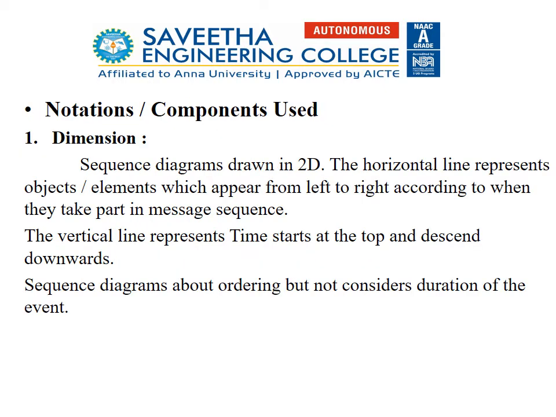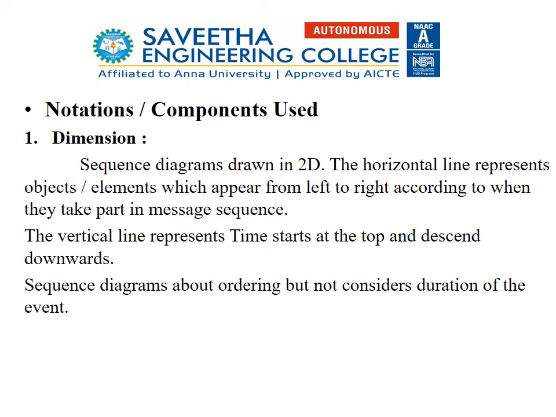Now we are going to see the different notations used in drawing a sequence diagram in detail. Let us see all the notations one by one. Let us start with dimension. We know that a sequence diagram is drawn in 2D. So 2D means what is represented on the y-axis and what is represented on the x-axis has to be mentioned. In a sequence diagram, the horizontal line represents objects or elements which appear from left to right according to when they take part in the message sequence.